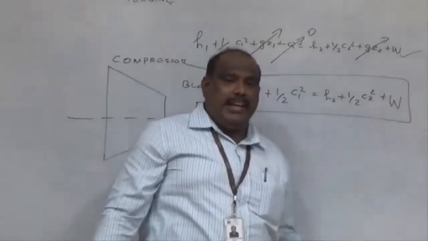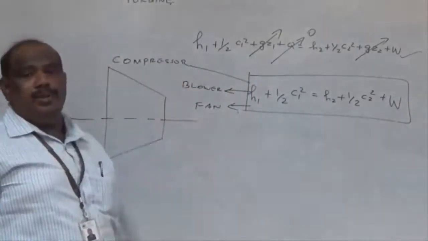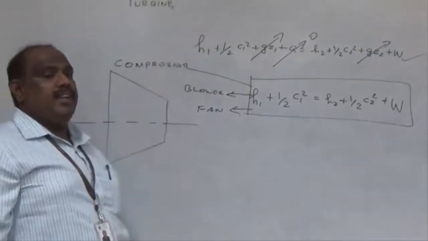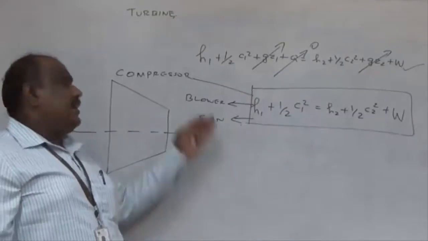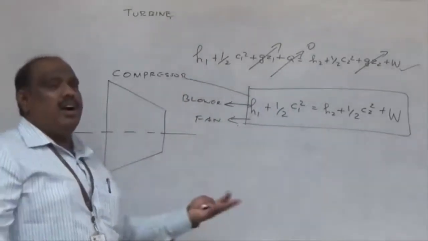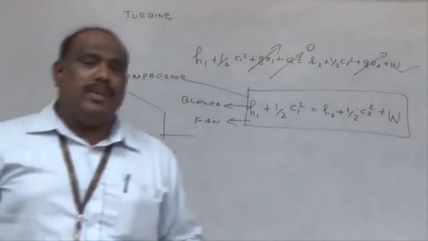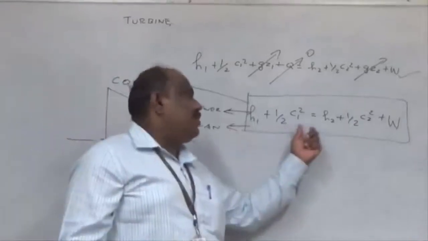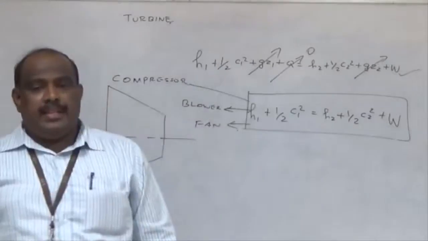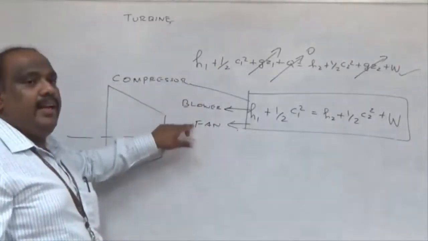W will be negative. But what is the difference between compressor, blower, and fan? It is only the pressure ratio. In case of a compressor, the pressure ratio will be very high, say more than 6 or 10. In case of a blower, it will be 1.15, 1.5 like that. A fan is hardly greater than atmospheric pressure. So all are nothing but power absorbing devices. H1 plus half C1 square equal to H2 plus half C2 square plus W. So the expression remains the same for turbine, compressor, blower, and fan.